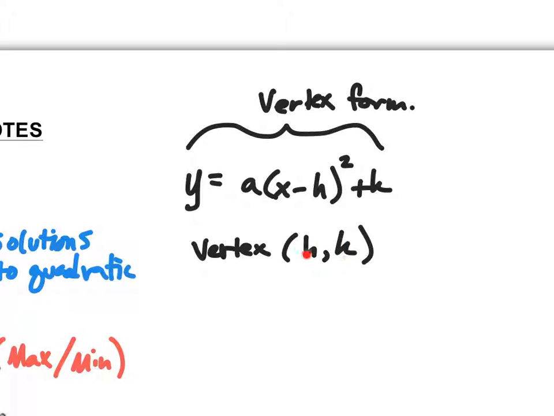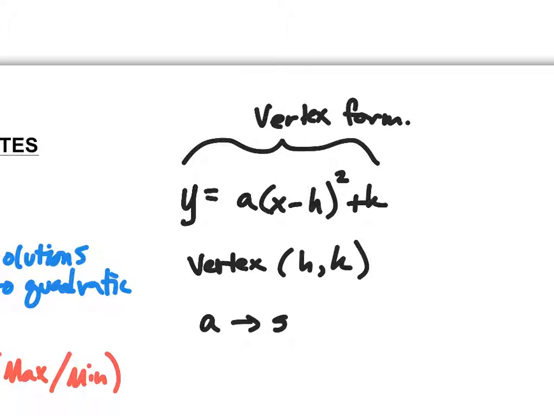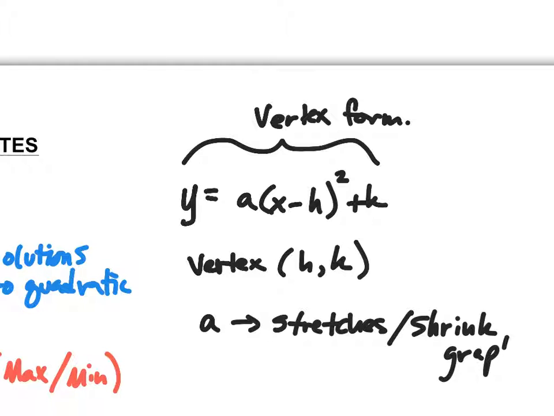We can identify my vertex if we have a quadratic in this form. It's not always in this form, but if it is in this form, what I notice is that this value here, h, is my x value of my vertex, and this value, k, is my y value of my vertex, okay? Now, a is an important number here. A does a few things. It either stretches or it's going to shrink the graph, okay?